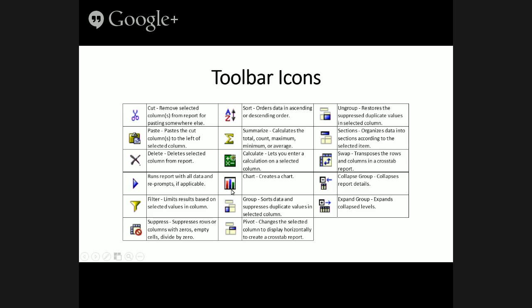The chart here is pretty much going to create a chart; if you've used Excel before, similar functionality. Group will just sort data for you and group it by whatever column it is that you've grouped on. And it'll eliminate duplicate values when you do the group. So you'll see one value and then all subsequent data for that value that you grouped on.